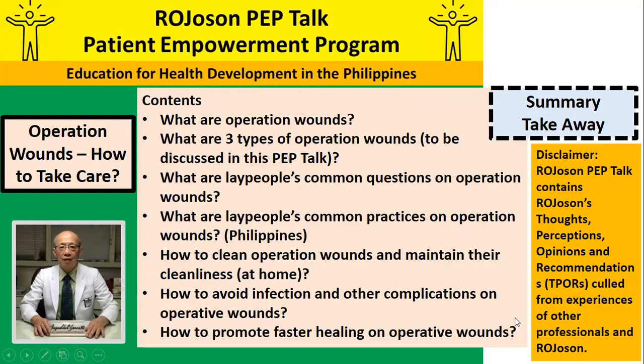So summary and takeaway for this particular short talk: I've discussed the following. Operation wounds, what are they? What are the 3 types? We mentioned the closed wound, partially closed or partially open, and then open wounds. And then what are the lay people's common questions on operation wounds? As I said, I mentioned some. You can add some more. What are the lay people's common practices? Again, I mentioned some. I think there are more. How to clean the operation wounds and maintain their cleanliness at home. How to avoid infection and other complications on operation wounds like dehiscence, and how to promote faster healing on operation wounds.